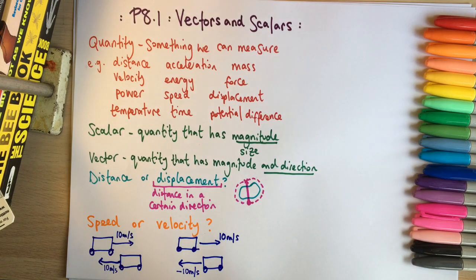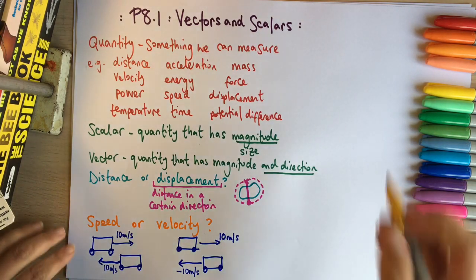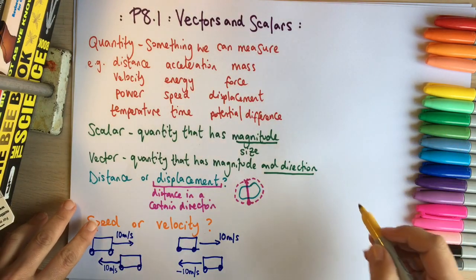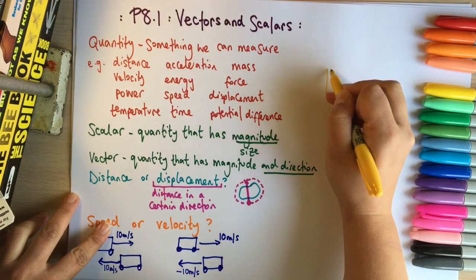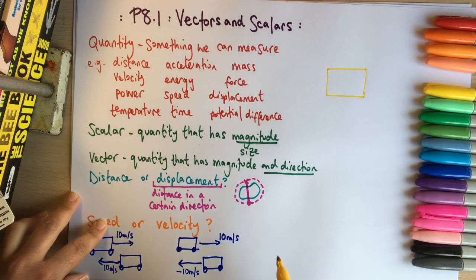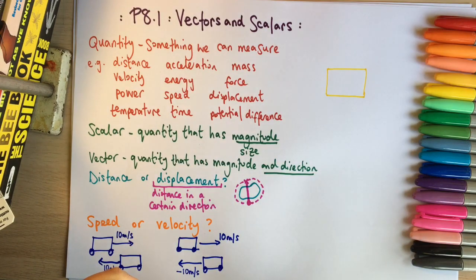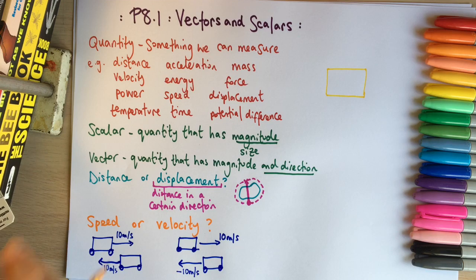Okay, and the place that you've come across vectors more than anything is with forces. So you've done forces in year 7, and let's think about how we would draw a diagram. So let's say, for example, I have a box that's got some forces on it. Okay, so I've got my box here. If I wanted to draw a diagram to show the forces that were on this box, I would probably use arrows to show the force.